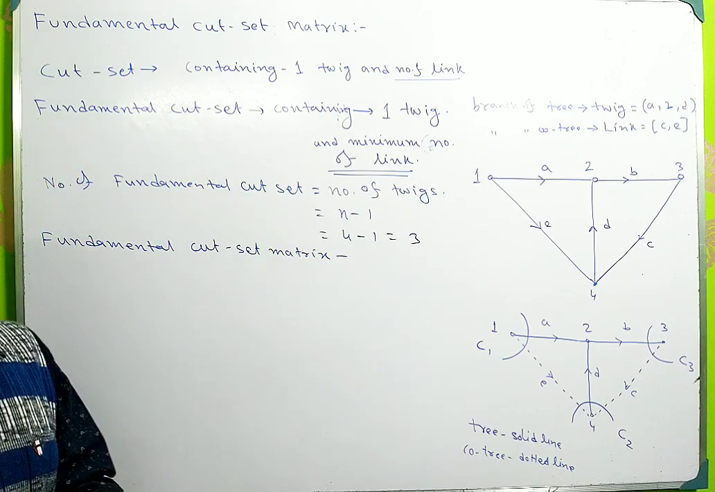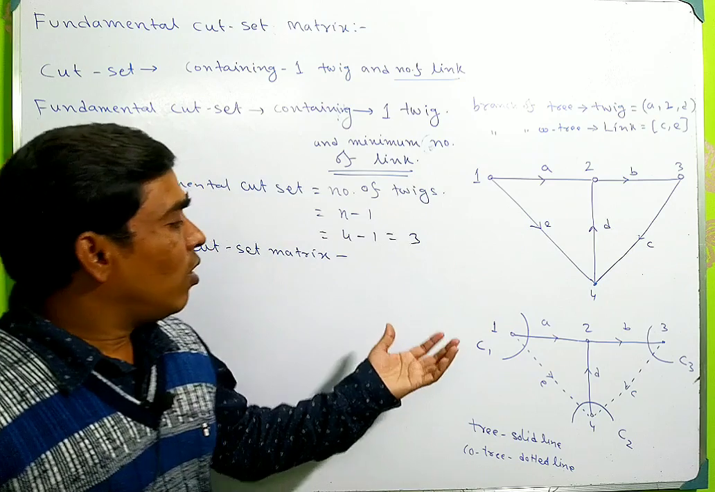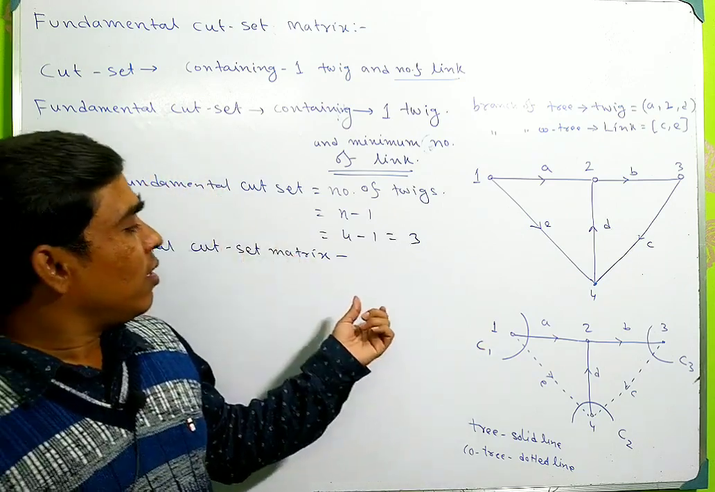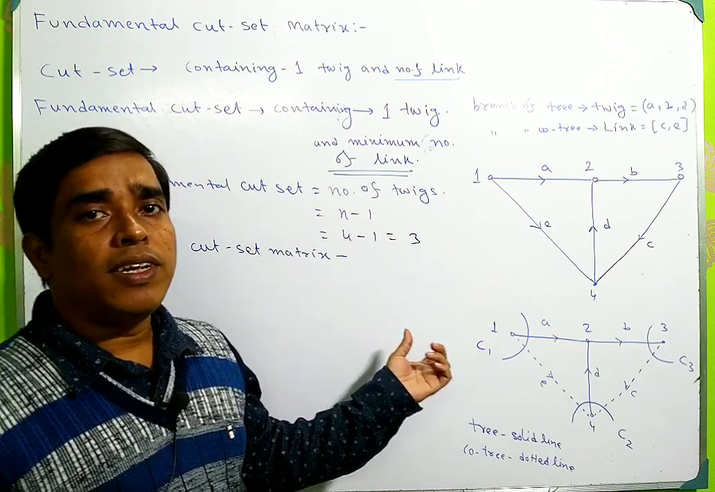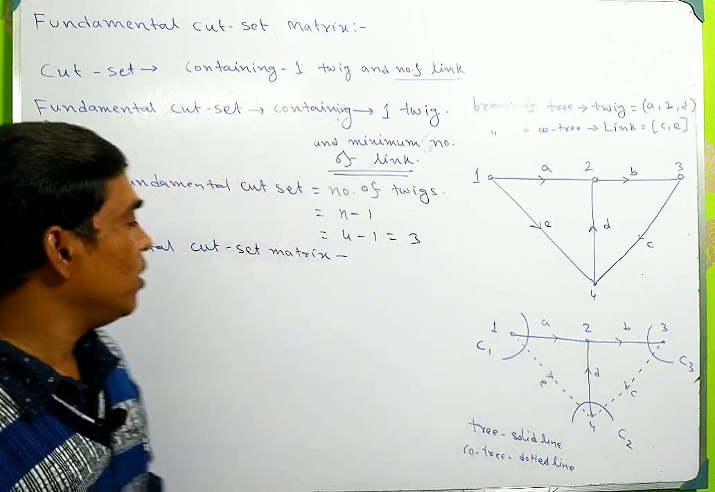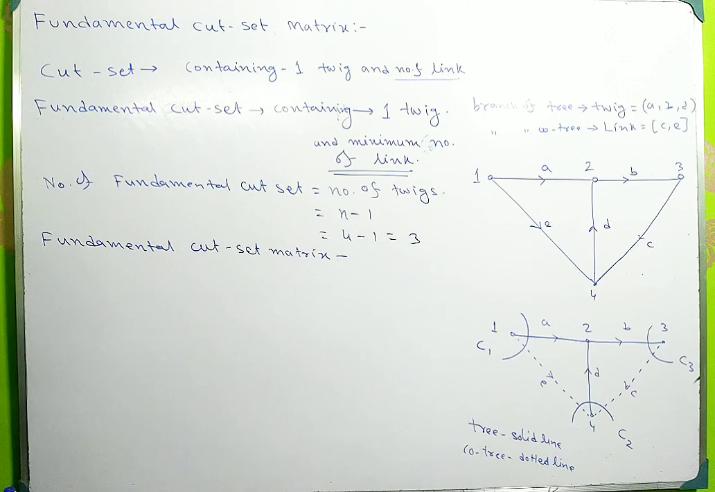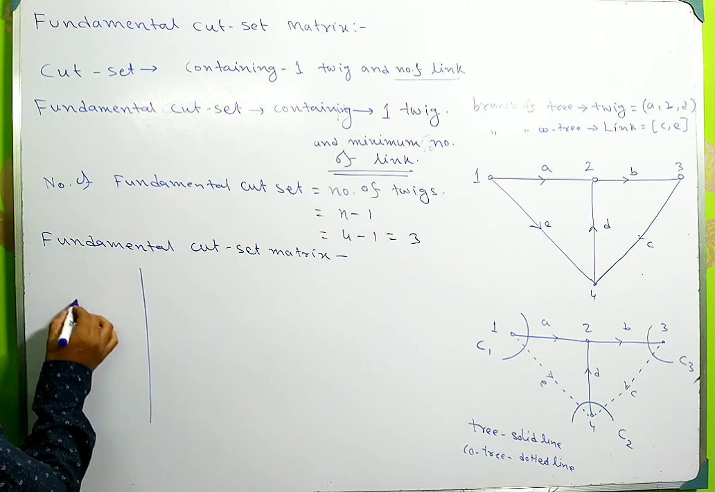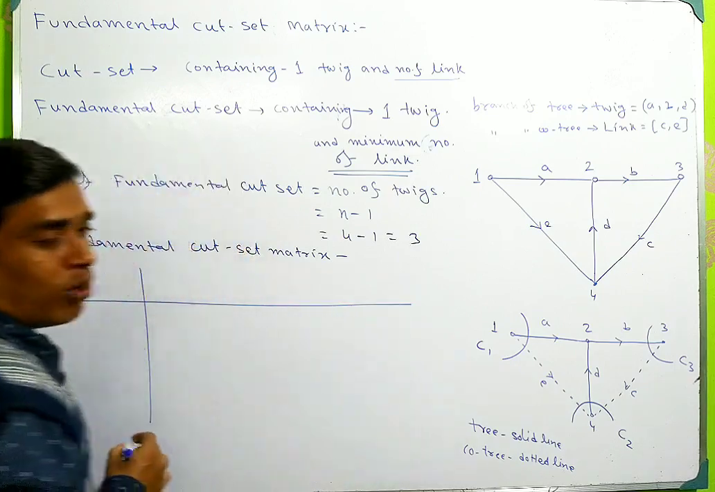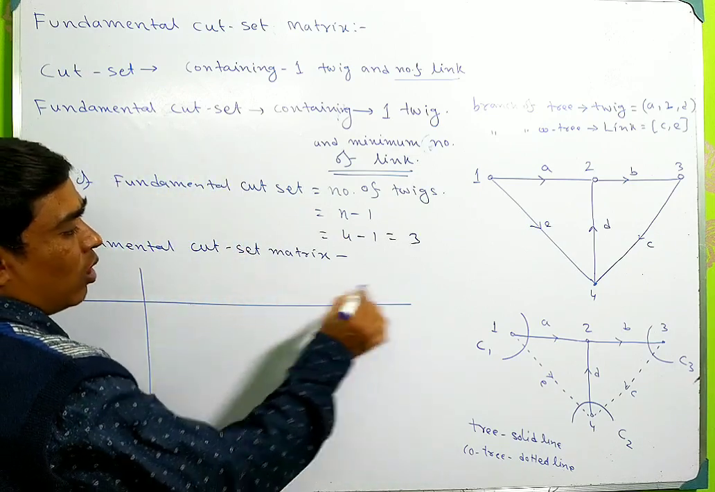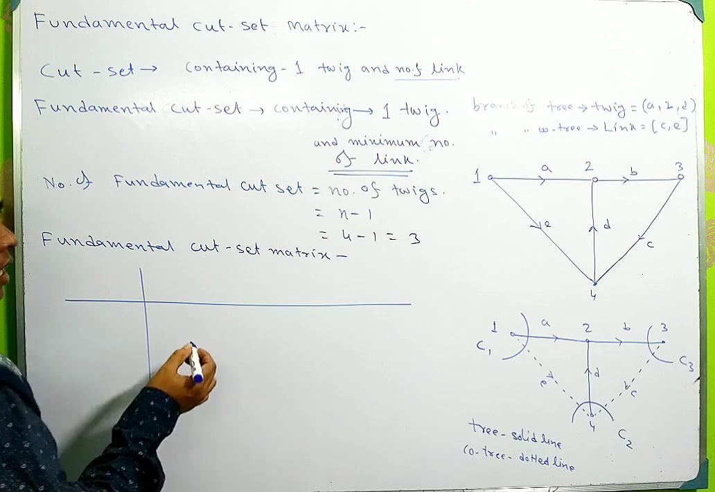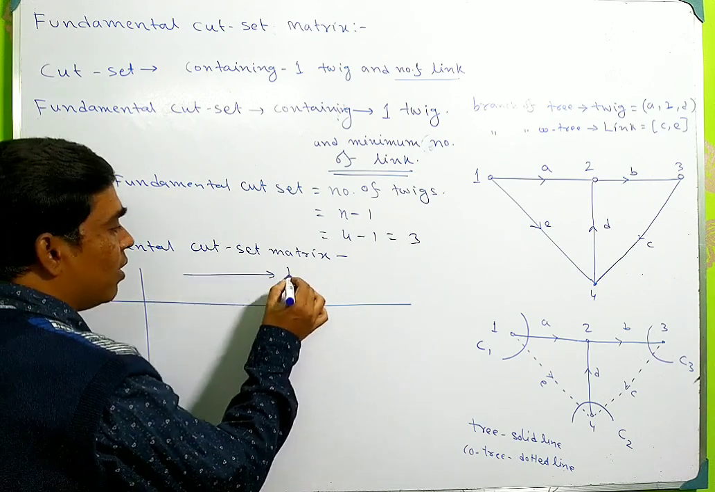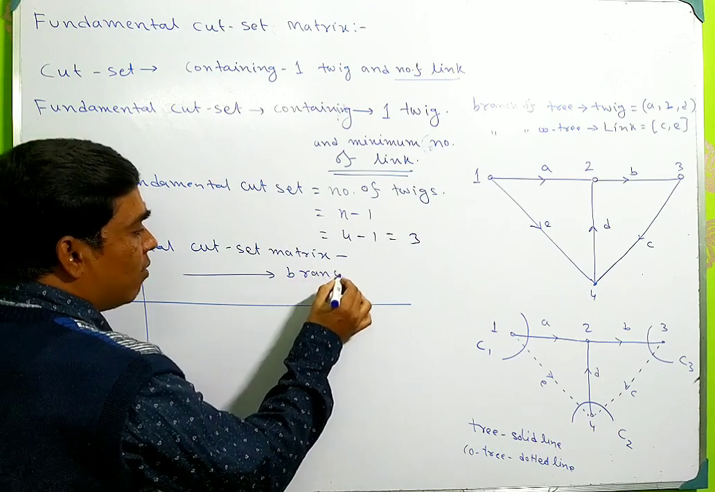The mathematical form of the fundamental cut set represented in matrix form is called the fundamental cut set matrix. So here there are 2 parameters. One is the column of the matrix and one is the row of this matrix. The column of the matrix represents branches.